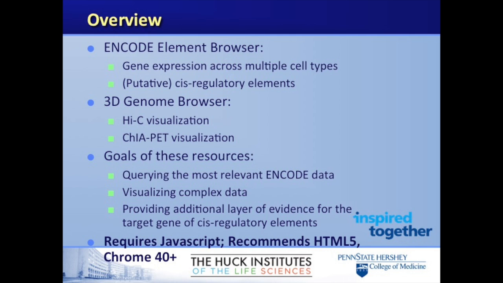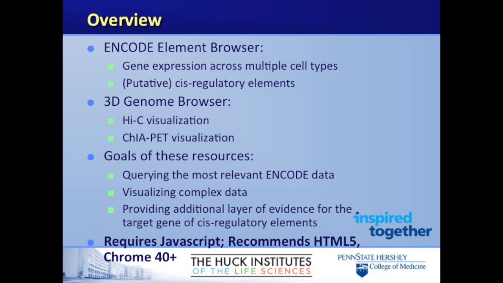So number one is we want to query the most relevant ENCODE data. And by this, I mean we want to really zoom in into the data set we're interested in, such as the most relevant tissues or the genes that we're interested in. As I understand, most people here are interested in certain genes rather than the entire genome.